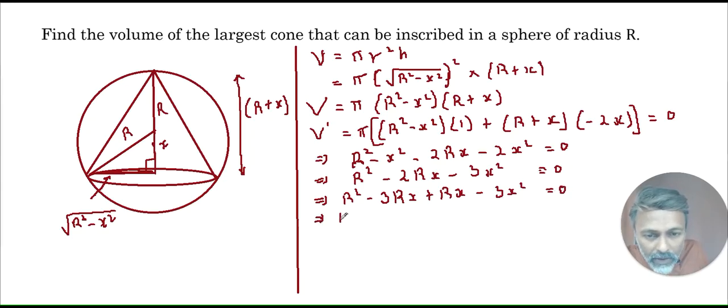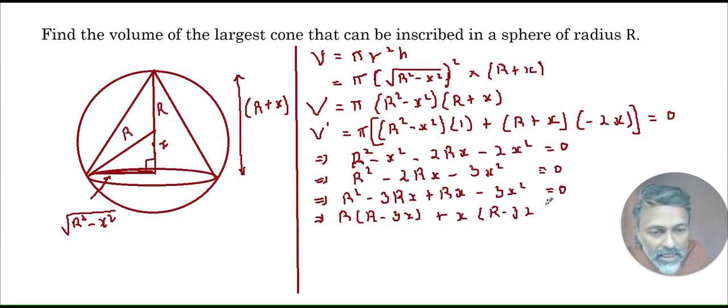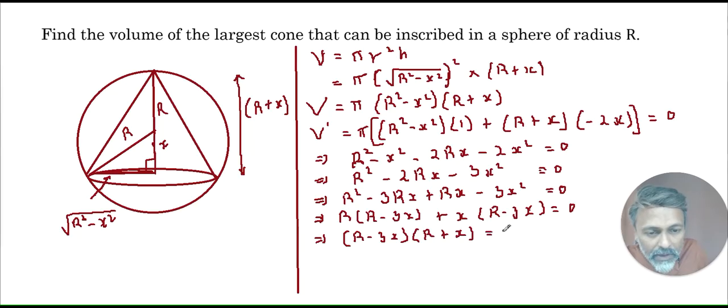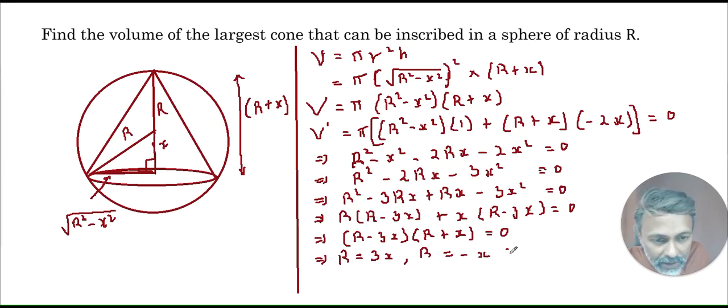r common, r minus x common, r minus 3x is equal to 0. Therefore, r minus 3x into r plus x is equal to 0. Clearly, r is equal to 3x, or r is equal to minus x, which is rejected as radius cannot be negative. So r equal to 3x looks okay. We now get x equal to r upon 3.